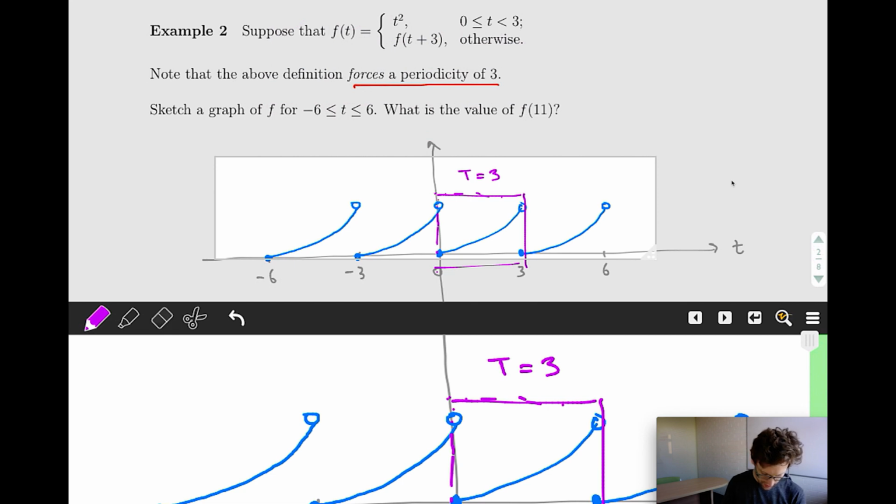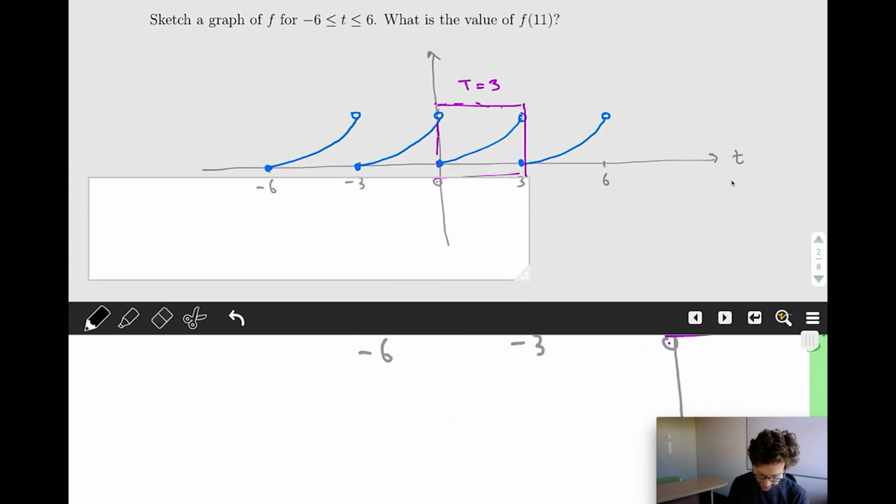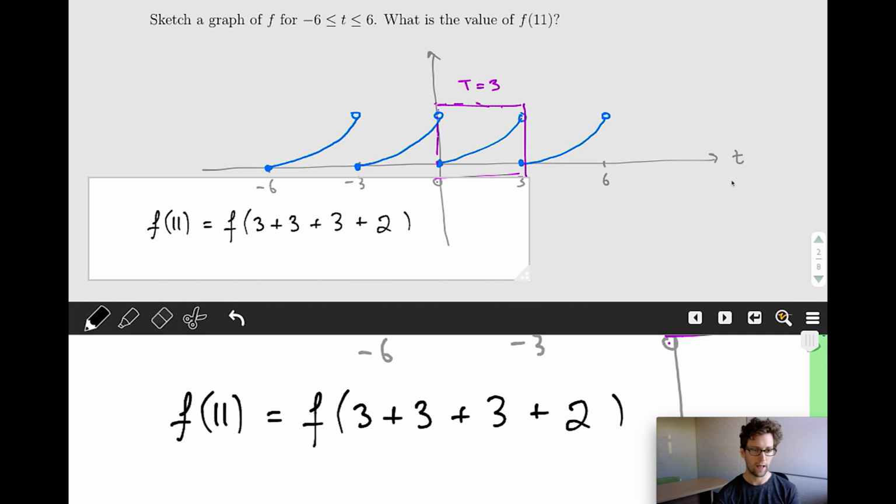Okay, so we can actually use this idea to calculate what the value of the function is at a value outside of that original tile, that original interval, 0 to 3, by writing f of 11 is equal to a shift of 3 plus a shift of 3 plus a shift of 3 plus a shift of 2. So I've got 11 written as 1, 2, 3 shifts of 3 plus a shift of 2. Now each of those shifts of 3 basically brings me back to where I began.